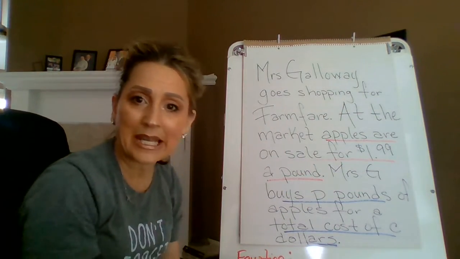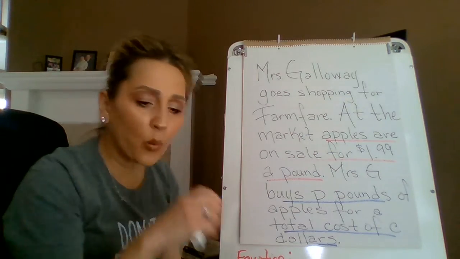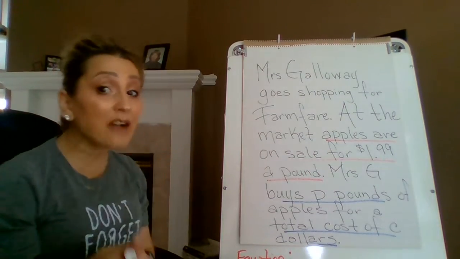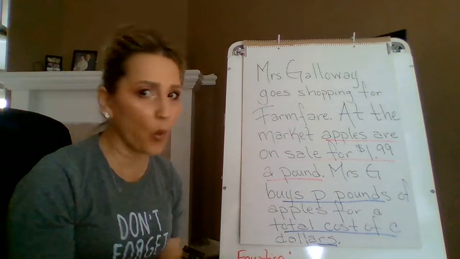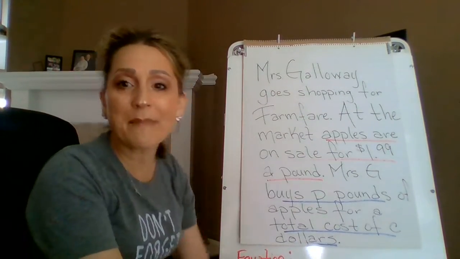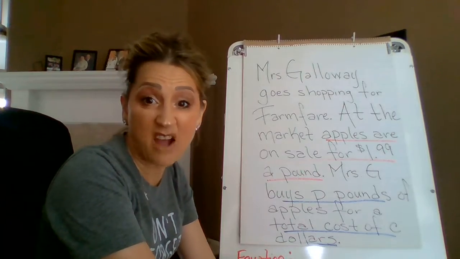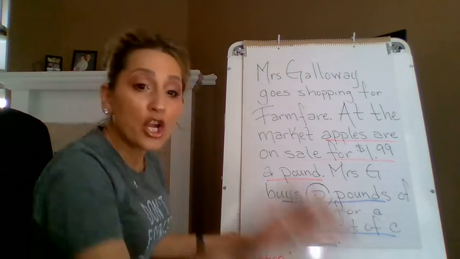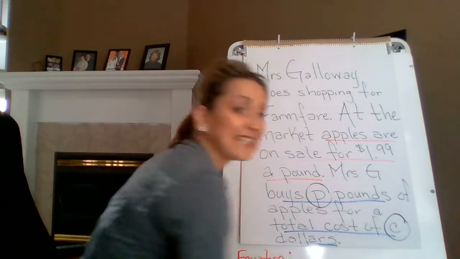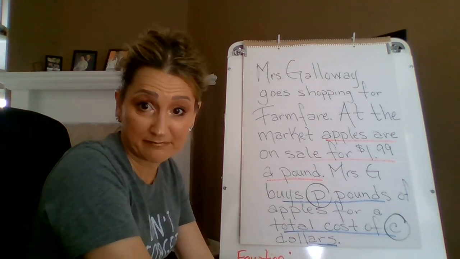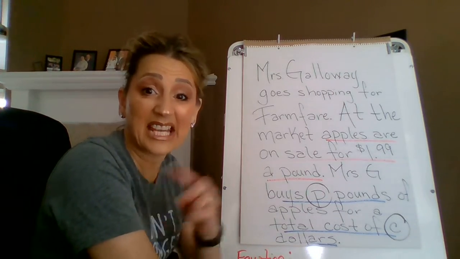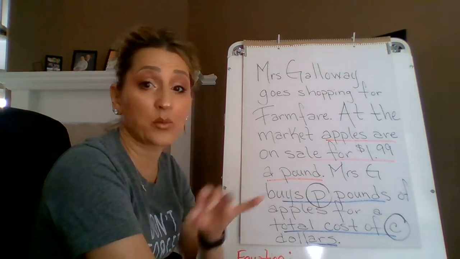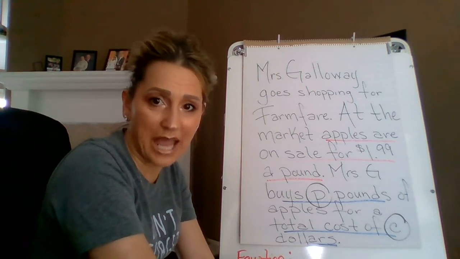Now, do we know how many C dollars is? Again, we do not know. We do not know. So, we have now discovered two things we do not know. We know that Mrs. Galloway bought apples for $1.99 a pound, but we have no idea how many P pounds she bought, nor do we know the C total cost of the apples. The only thing we do know is that they cost $1.99 a pound, but we don't know how many pounds she bought, and we do not know the total cost of those apples.